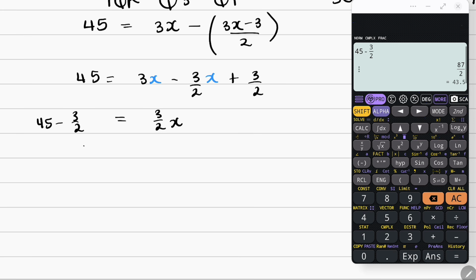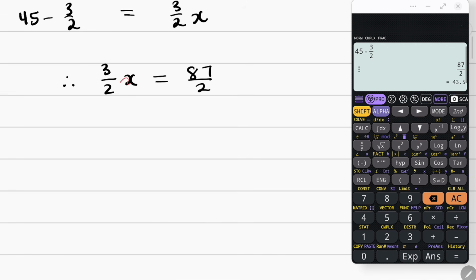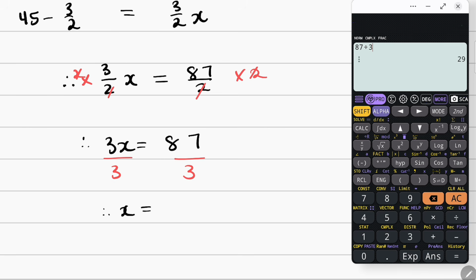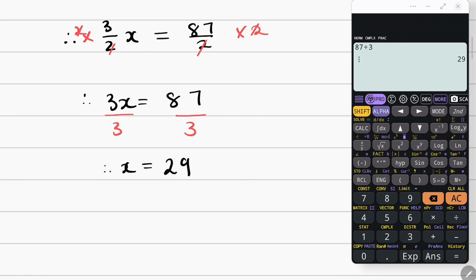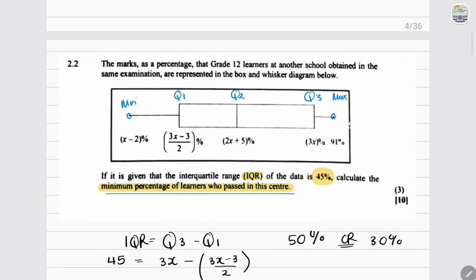Okay, so this is 87 over 2. So really what we have is 3 over 2x is equal to 87 over 2. I'm just writing this side and this side. Now to solve for x, do you see how they both have a denominator of 2? Just multiply by 2 on both sides. It cancels out the denominators, and now you have 3x is equal to 87. Then divide both sides by 3. And finally, x is equal to, what is 87 divided by 3? That is 29.